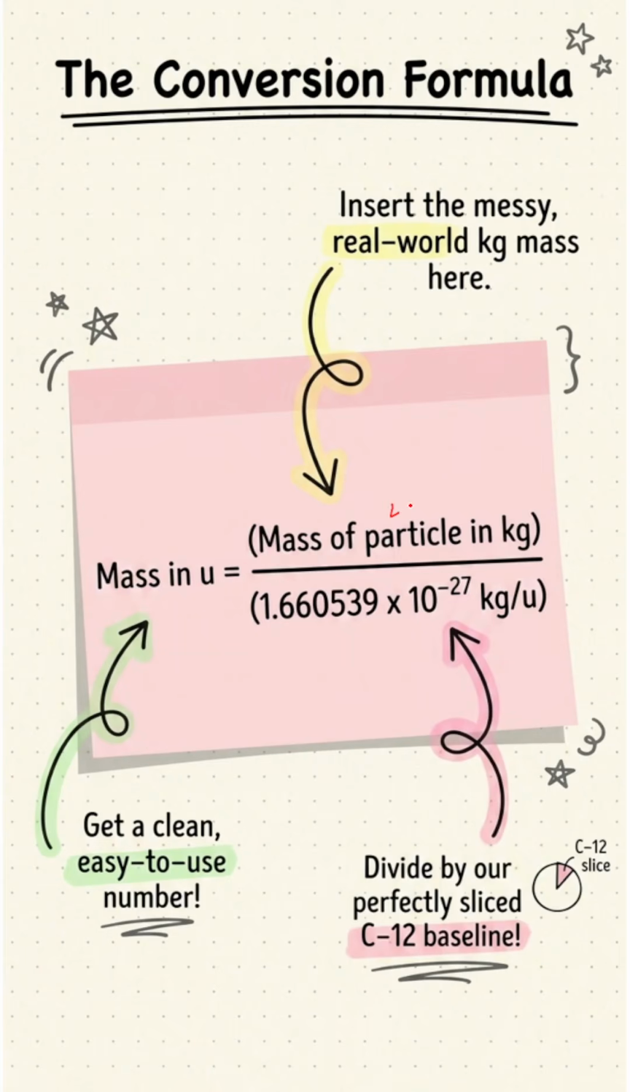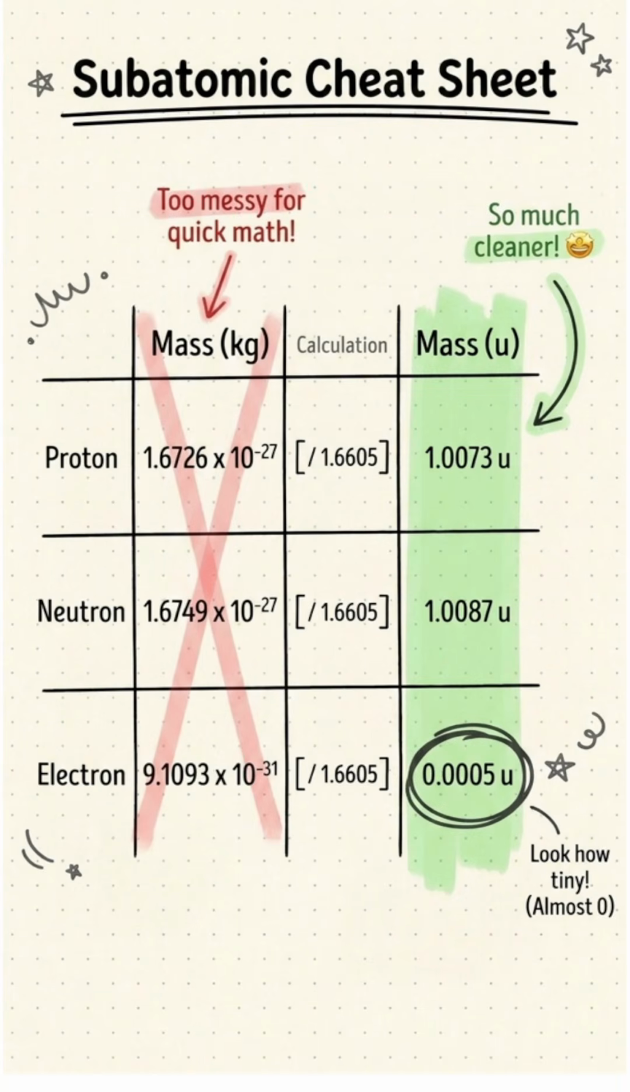Now this is the conversion formula, which you can see: the mass in atomic mass unit is the mass of the particle in kg divided by 1/12 of the mass of the carbon atom. This is the mass which we have calculated. Now we already knew the masses of the proton, electron and neutron in kilograms. Here you can see the mass of the proton in kilogram is 1.67 × 10^-27. When you divide it by 1/12 of the mass of the carbon atom, that is 1.6005 × 10^-27, you will get the answer of 1.0073.